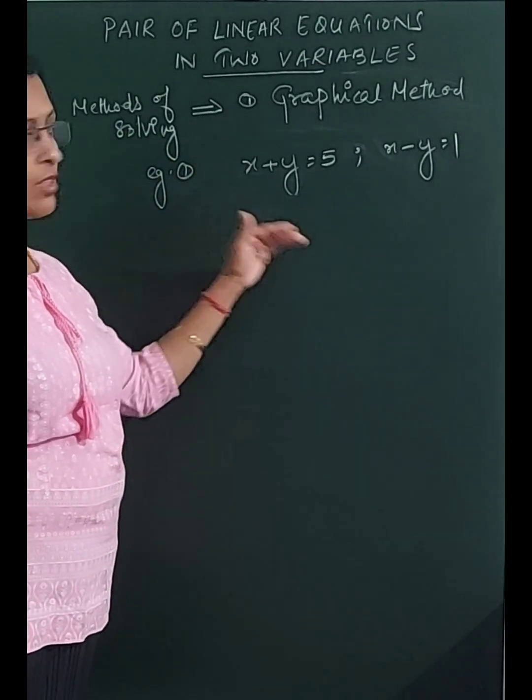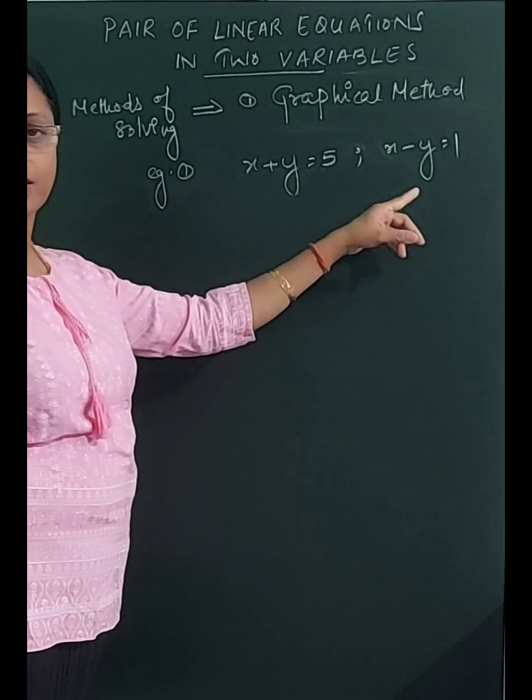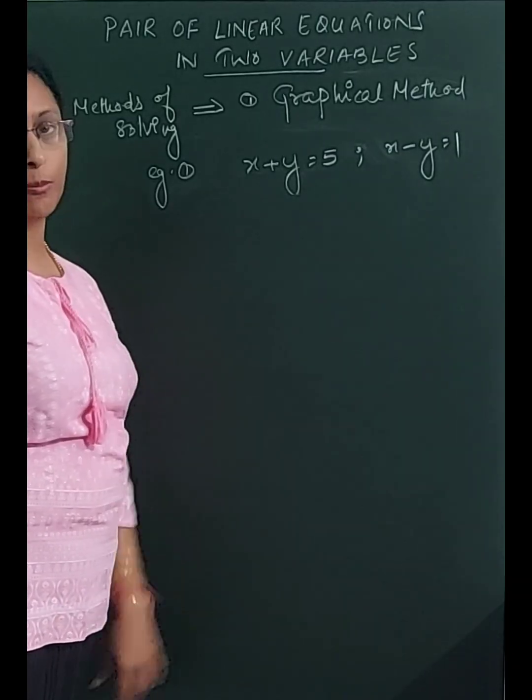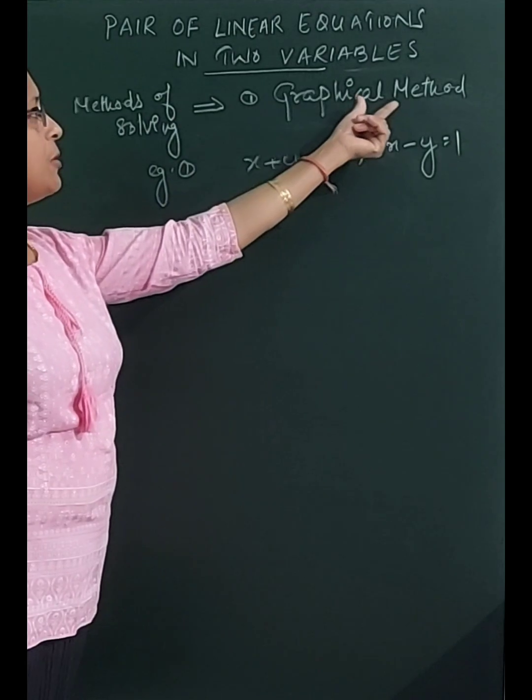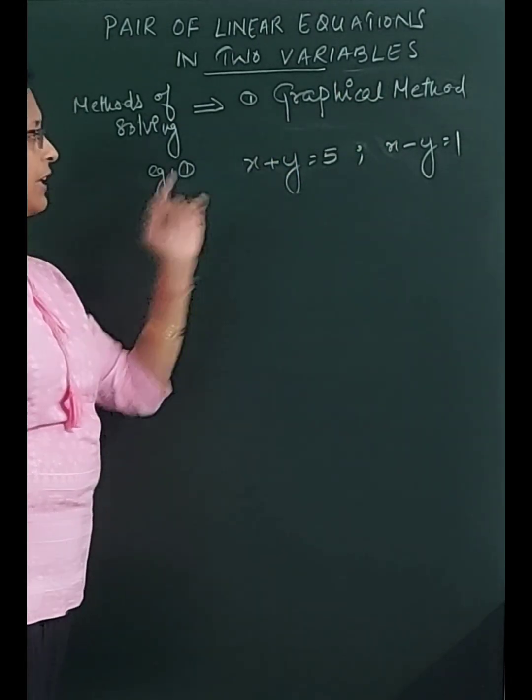There we have also discussed the number of possible ways in which we can draw two lines on a plane. So today we will discuss the methods of solving. The first method is the graphical method. We will discuss that with an example.